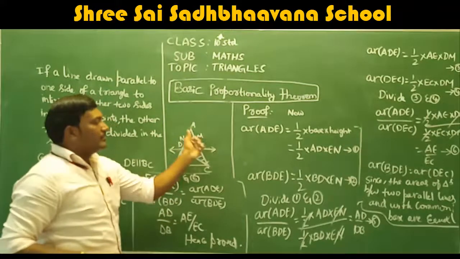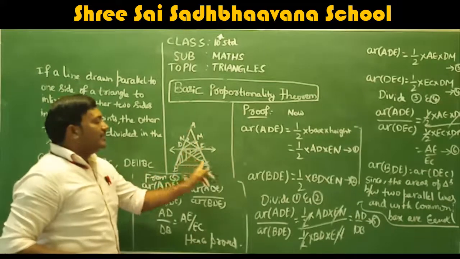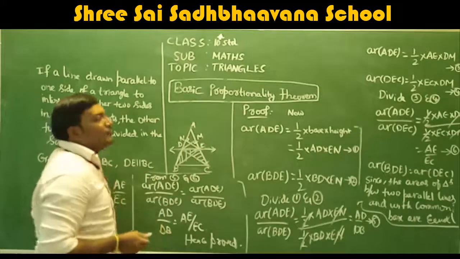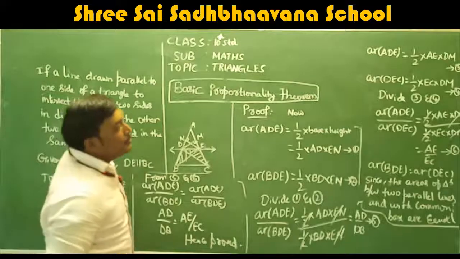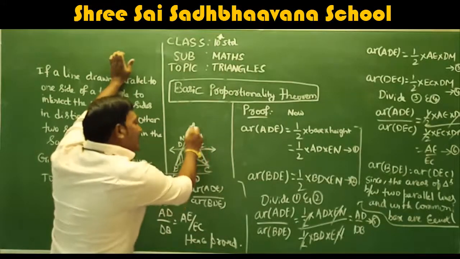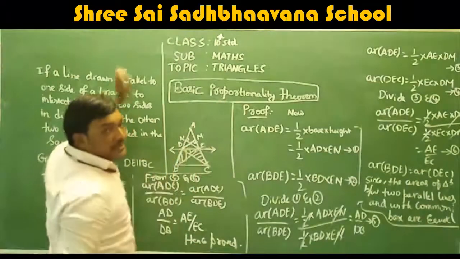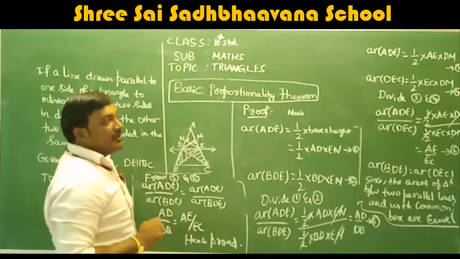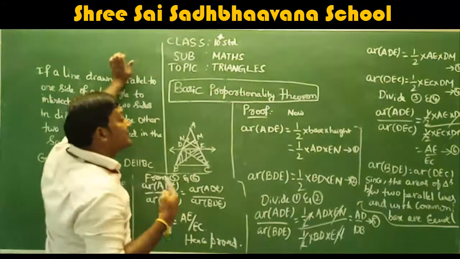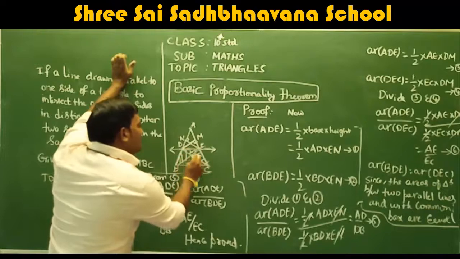Similarly, on this side, take AD as one triangle, and DEC as the other triangle. So what is the area of triangle ADE? Half into, here I am taking AE as the base. If I take AE as the base, DM will be the perpendicular. So half into AE into DM will be the area of triangle ADE. Another triangle we have is DEC.